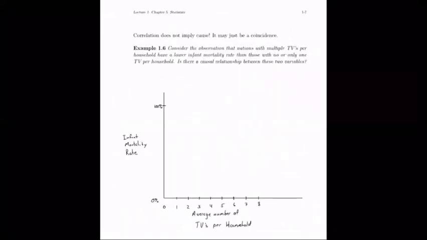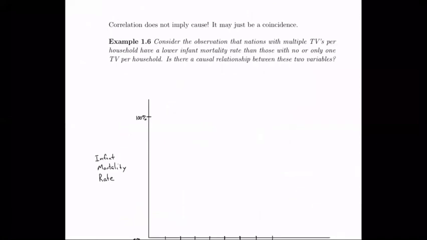Last, correlation does not imply cause. Okay, it's oftentimes just a coincidence, or there is some background reason for this to be the case. So the example that we look at now is to consider the observation that nations with multiple TVs per household have a lower infant mortality rate than those with no or only one television per household. Okay, it seems a little bit ludicrous, and they ask, is there a causal relationship between these two variables?